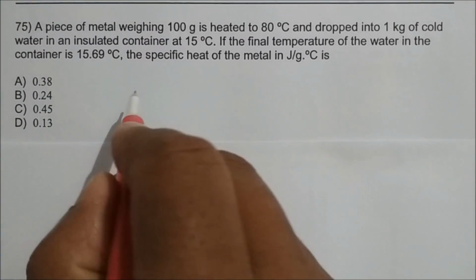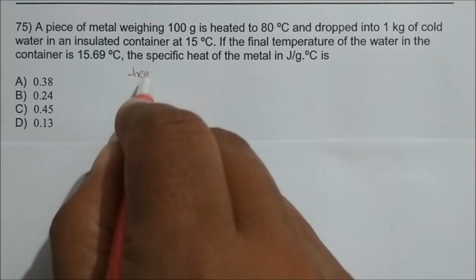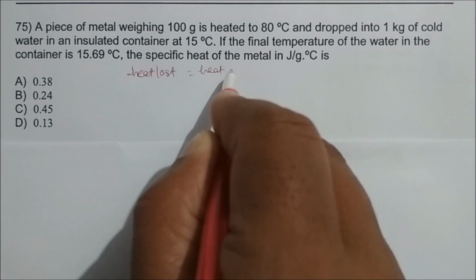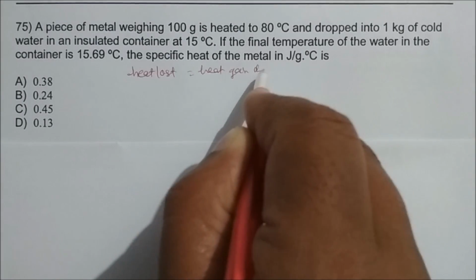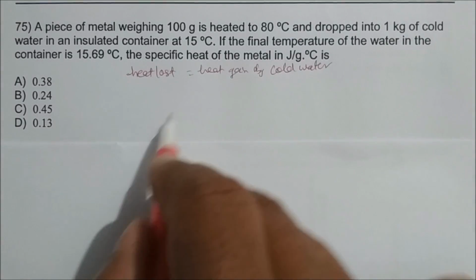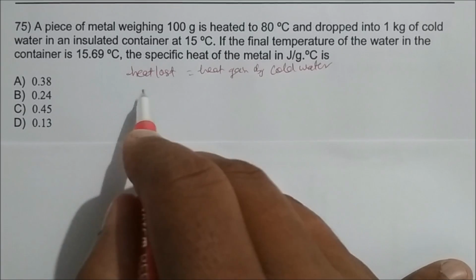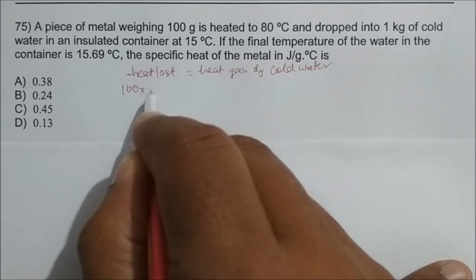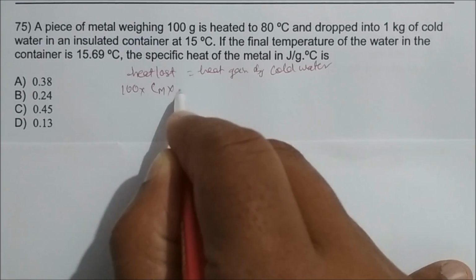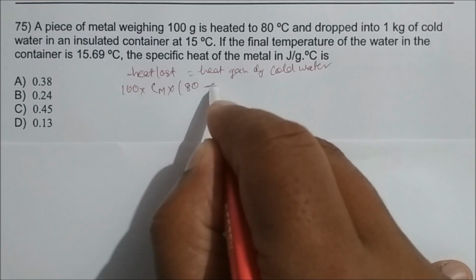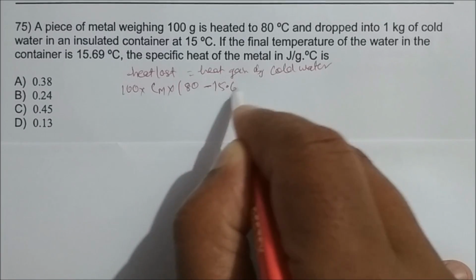We'll apply a simple formula. Heat lost by the metal is equal to heat gained by the cold water. This is a very simple question. We'll use the formula m c theta. The mass of the metal is 100, the specific heat of the metal we don't know, and the temperature change for heat loss we can write as 80 minus theta, where theta is the final temperature, 15.69 degrees centigrade.